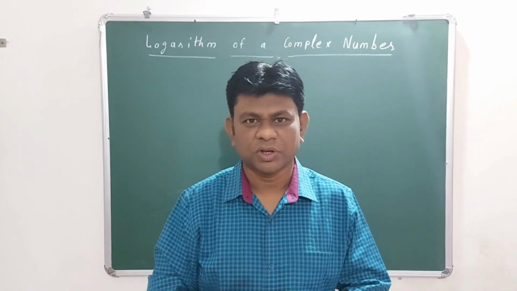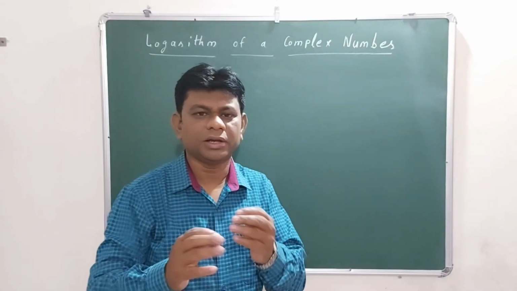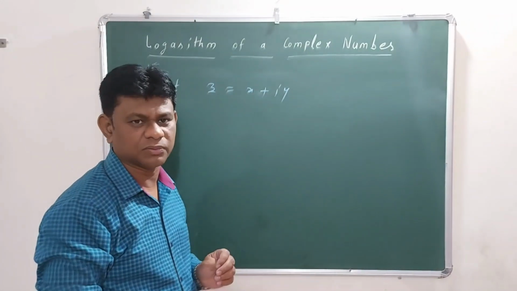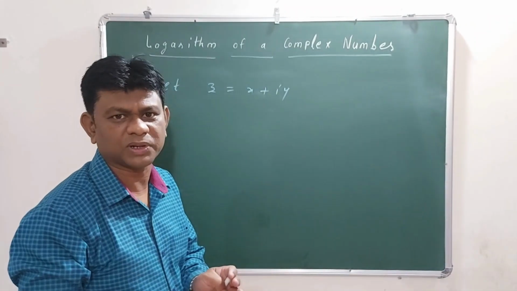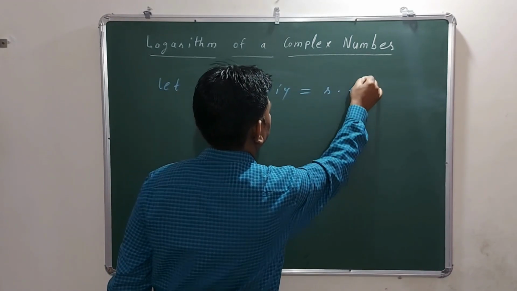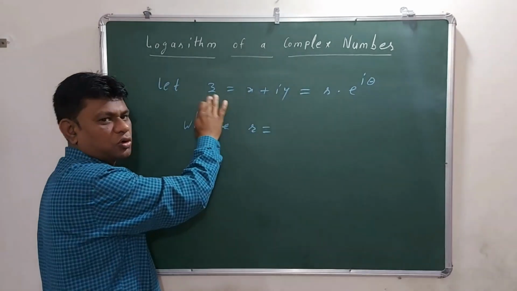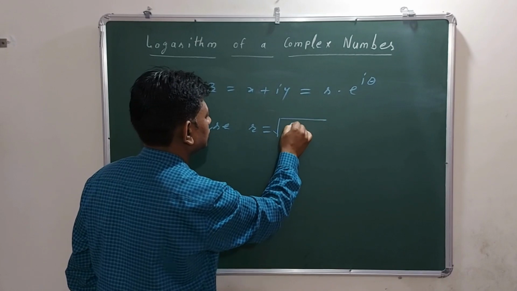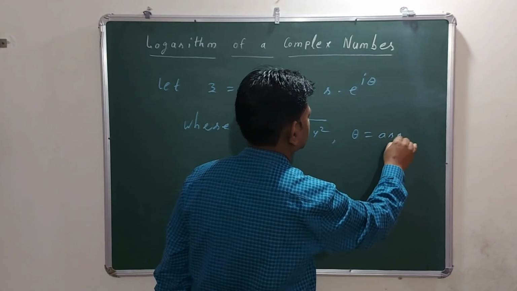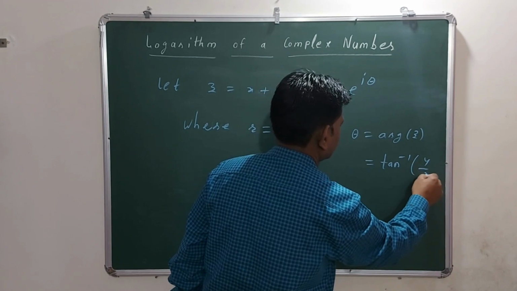In today's lecture, we will discuss logarithm of a complex number. Now let z is equal to x plus iy. This is the given complex number. Now we express this complex number in polar form. So this is equal to r times e to the power i theta, where r is the modulus of z, that means r is equal to root of x square plus y square, and theta is the argument of z, which is equal to tan inverse y by x.